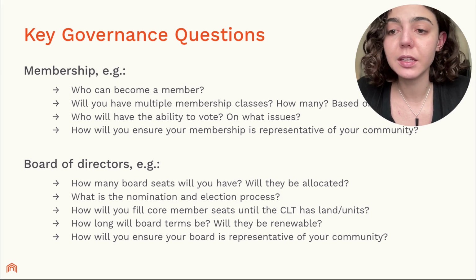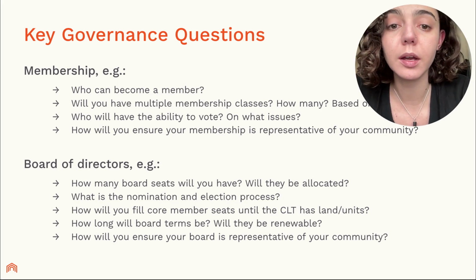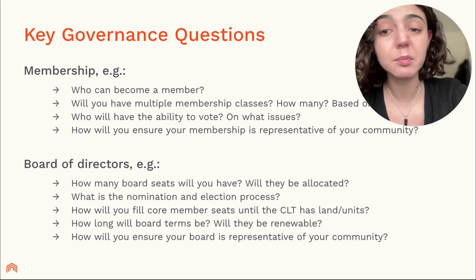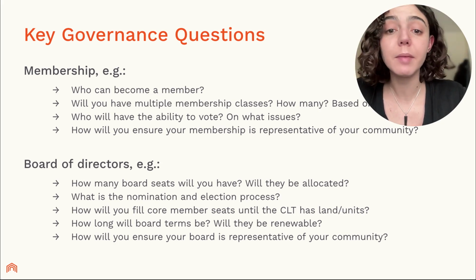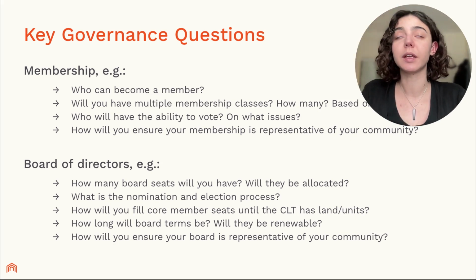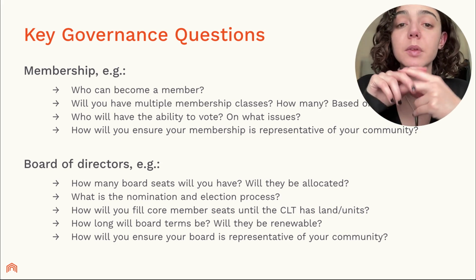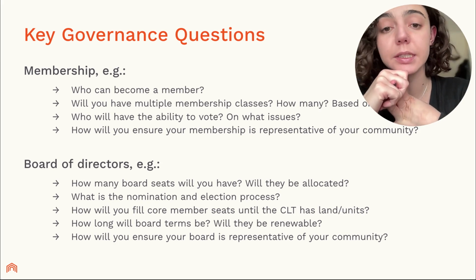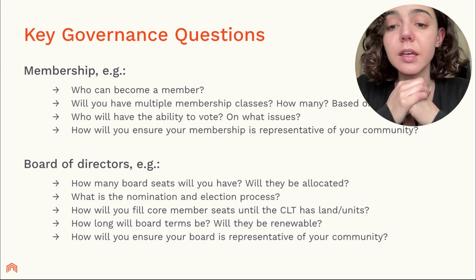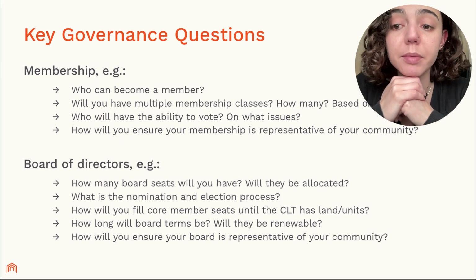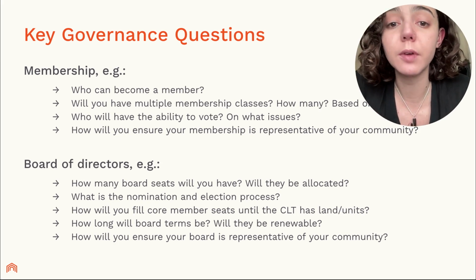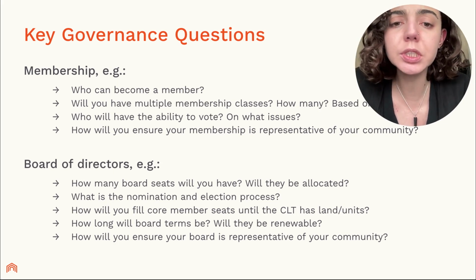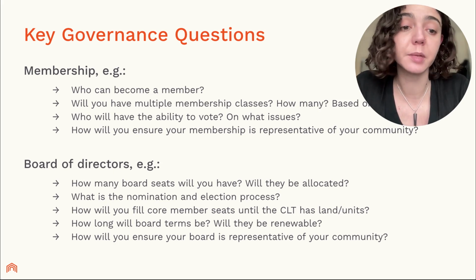And here are some other key questions and decisions on a more tangible level. So when thinking about your membership, you want to think about who can become a member. Will there be multiple classes? How many? Based on what criteria? Like I mentioned, it could be things like identity-based. It could be based on where you live or work. It could be based on your particular relationship with the CLT. There are so many different ways you can constitute that, and you can give different rights to different membership classes. So think about who will have the ability to vote, which classes, and what rights exactly will they have, and how will you ensure that your membership is representative of your community.